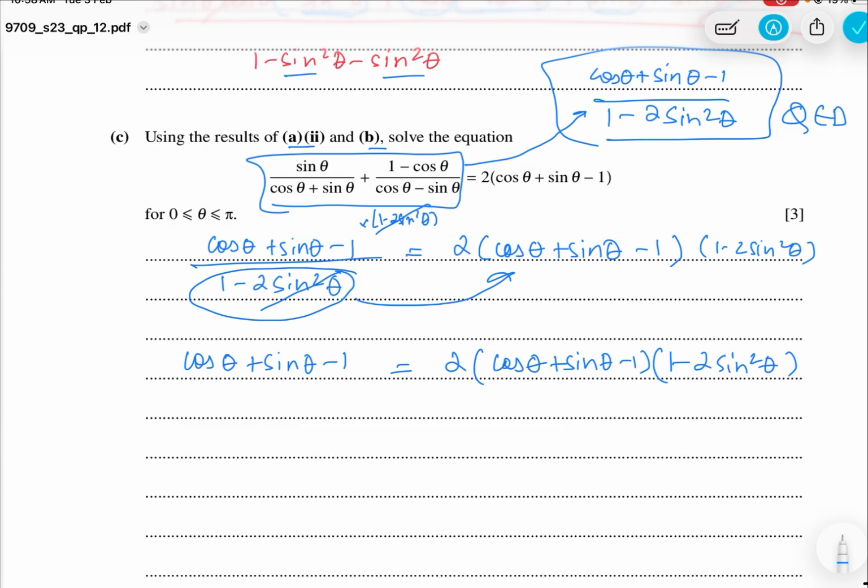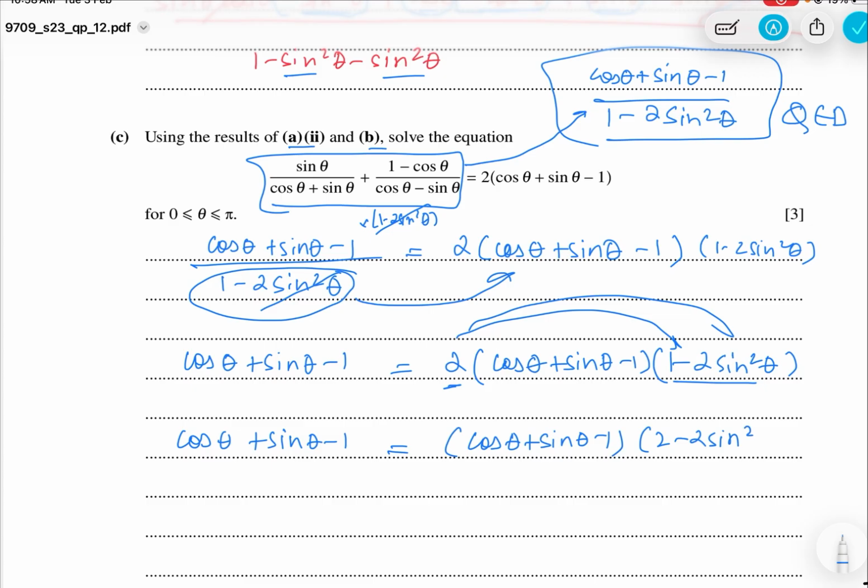Now let's multiply 2 over here. So we will have cos theta plus sine theta minus 1 equals cos theta plus sine theta minus 1 times, multiplying 2 by both of them, 2 minus 2 sine square theta. Now why am I doing this? I will tell you. Subtract this part from both sides.